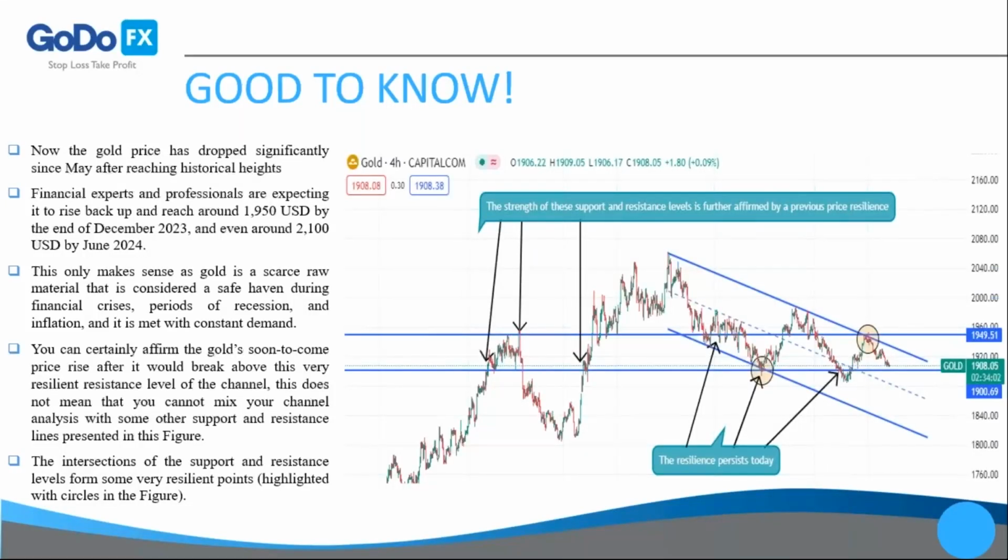We notice on this chart we have some support and resistance levels, and we have a channel on the gold price. We see that gold recently has dropped significantly since May. It reached historical highs in May, exceeding $2,000 per ounce, and now it has dropped significantly to as low as approximately 1,900. The financial experts and professionals are expecting it to rise back up and reach around 1950 by the end of this year and around 2100 by June 2024.